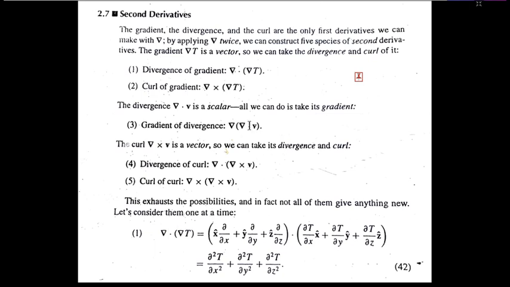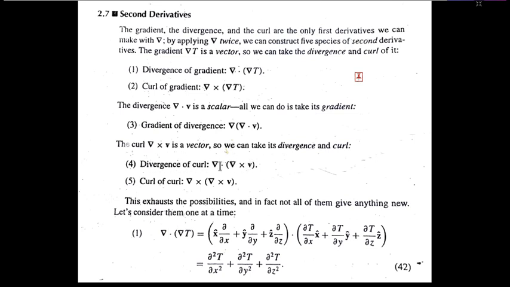So if it's a scalar, then I can take the gradient of it. So gradient of a divergence is possible. Some people are asking, is it possible to take a gradient of a curl? It's not possible because the curl is always a vector property and gradient cannot be taken of a vector.